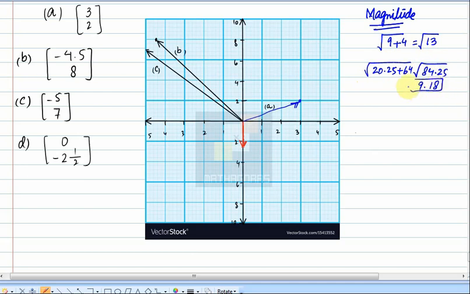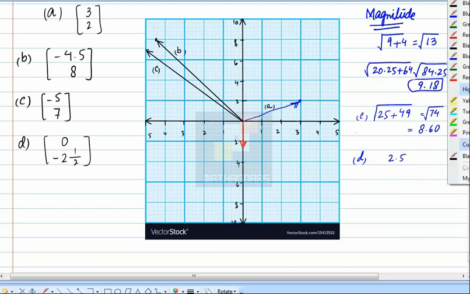9.18. For part C, minus 5 square is 25, 7 square is 49. 25 plus 49 is 74, and the root of 74 is 8.60. For part D, that will be equal to 2.5, because 0 is 0 and the 2.5 square and root cancel each other, right?